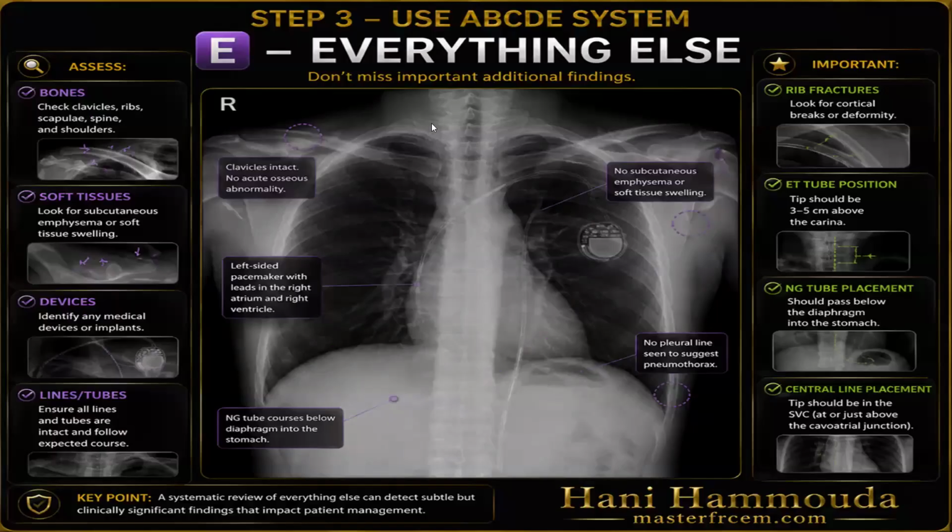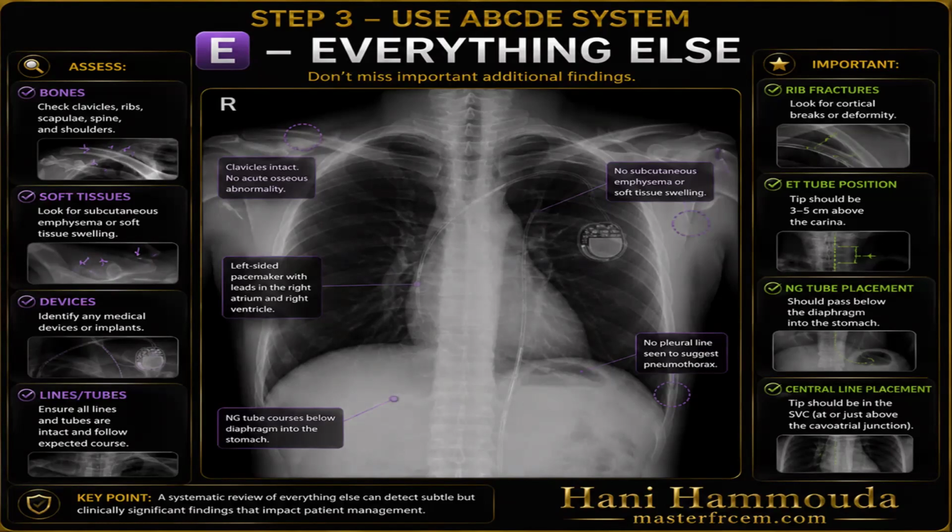Okay, after that, everything else. Everything else like what? Rib fractures. You will check the bones and you will check the clavicle. You will check the spines. You will check the vertebral bodies. Clear, doctor? Okay. And ET tube position.